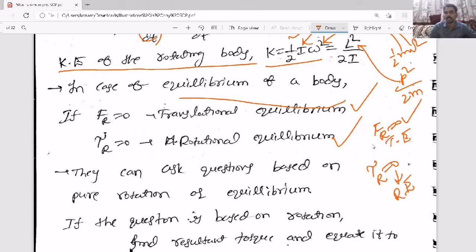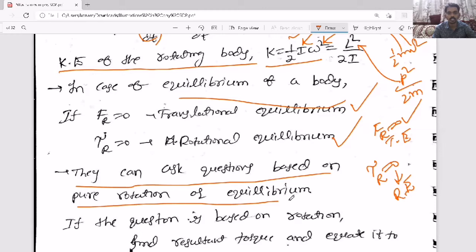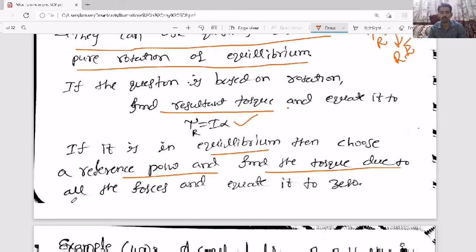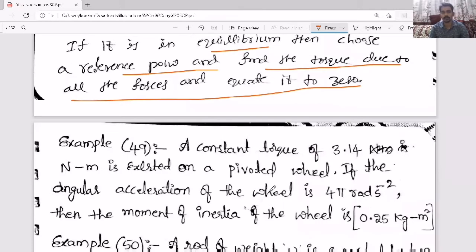So if a body is in equilibrium, either you can find the resultant force and equate it to zero, or you can find the resultant torque and equate it to zero. And they can ask questions based on pure rotation or equilibrium. If the question is based on rotation, find the resultant torque and equate it to I alpha. If it is in equilibrium, then choose a reference point, find the torque due to all the forces and equate it to zero. That is the condition for rotational equilibrium.